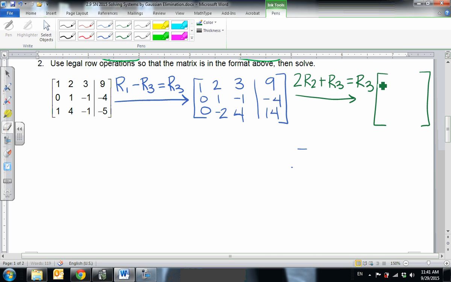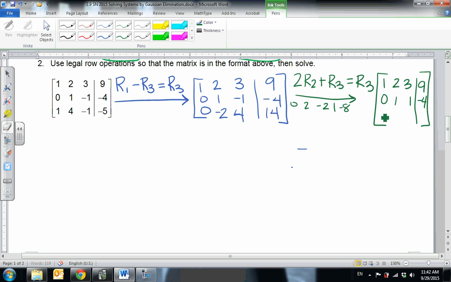I'm going to have to write kind of small. So row 1 stays the same. Does row 2 change? In my final matrix, does row 2 change? No, so go ahead and recopy that. All right, I'm going to double row 2. So that's 0, 2, negative 2, negative 8. And I'm going to add it to row 3.